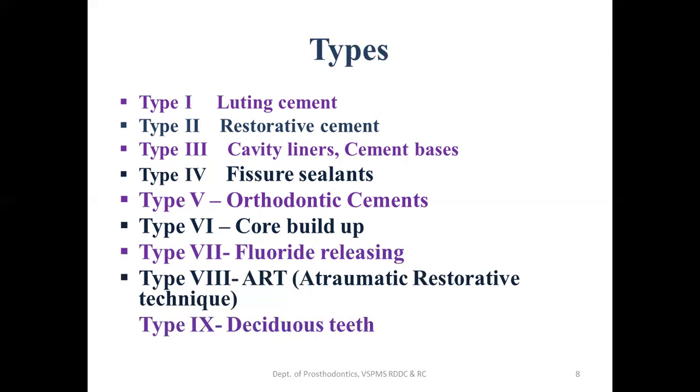restoration. Then last is type 9, that is deciduous teeth, to restore the deciduous teeth of the patient. So there are a total of 9 types which are most commonly asked in the vivas or in the examination. So you should know this.